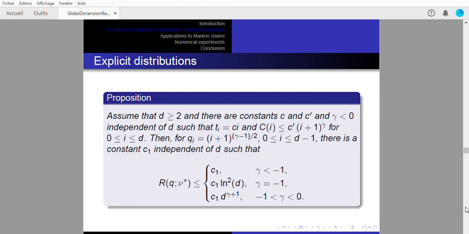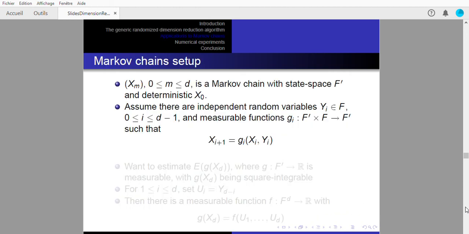In general, if Ci is upper bounded by (i+1)^gamma, where gamma is less than minus 1, and if Ti is proportional to i, then we have the same result. So the time-variance product is upper bounded by a constant, and so the time to achieve precision epsilon is big O of d plus epsilon to the power minus 2.